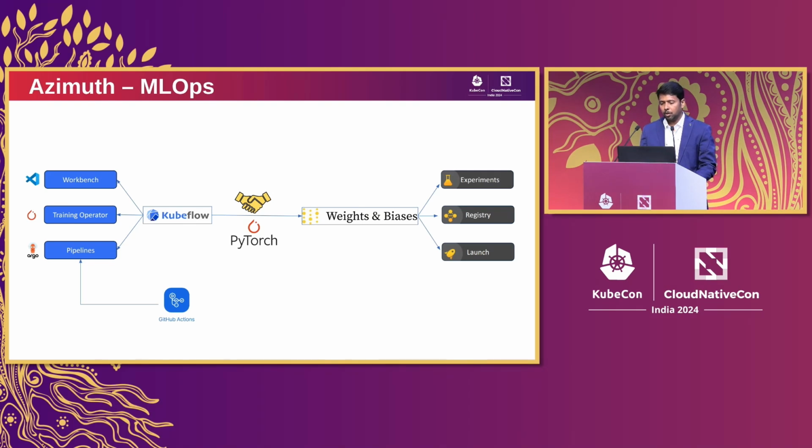Okay, and MLOps. We use Kubeflow and Weights and Biases. Here Kubeflow acts as a backend, and Weights and Biases acts as a front end. To integrate both the tools, we use PyTorch. Users will start initial development with the Workbench, and then they will go with training operators like PyTorch, Chop, Paddle, and then to automate all these things, they will use Argo Workflow and Kubeflow pipelines.